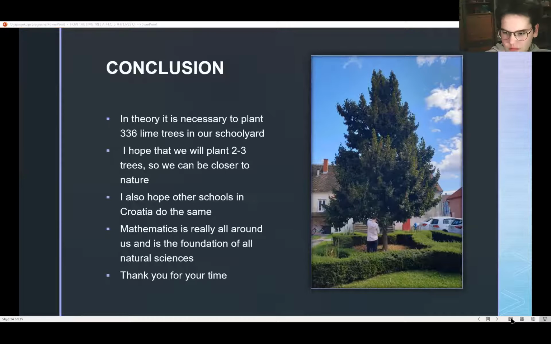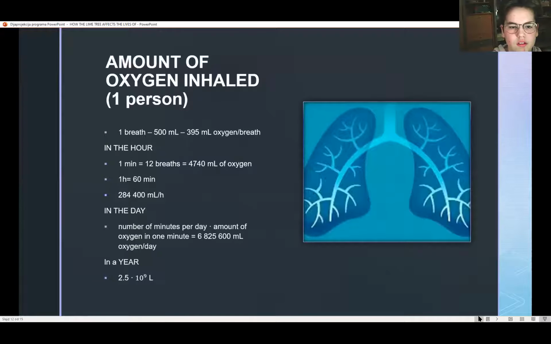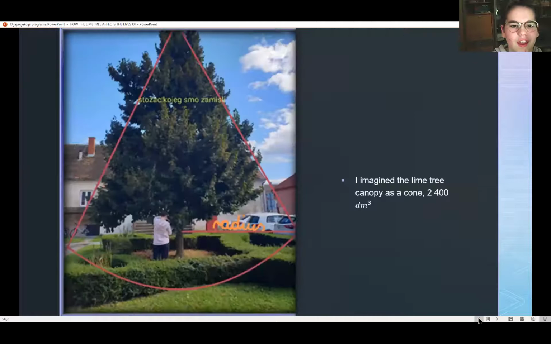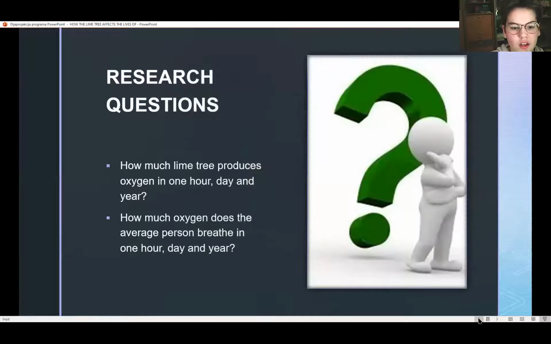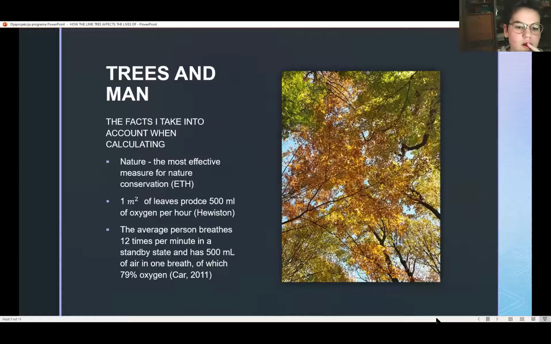So, how I calculate the amount of oxygen that each leaf produces. We said at the beginning, just a second so I can scroll and describe it visually. As I said in the beginning, this scientist Houston said that 1 square meter of leaves produces around 500 milliliters.